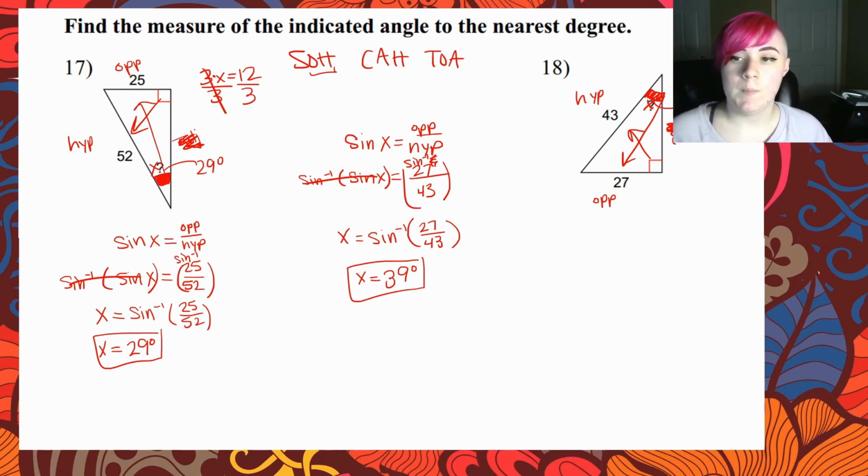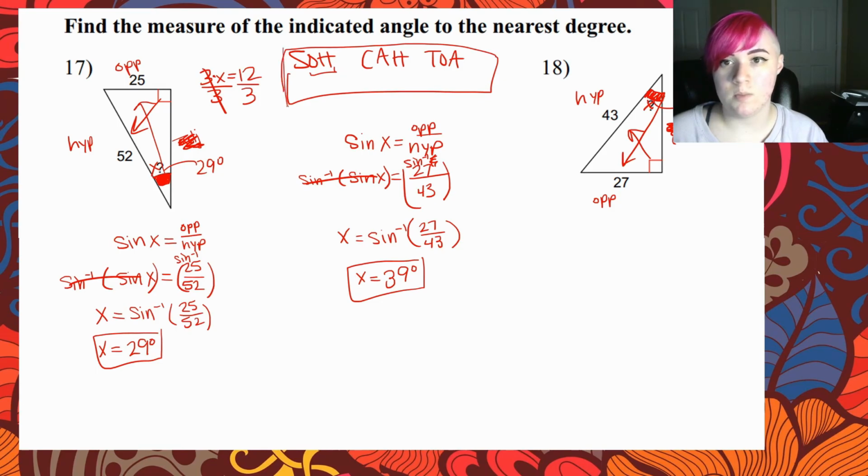So again, mark which angle you're looking at, label the sides, figure out which of these trig functions fits the sides that you've got labeled, or that are marked actually with numbers, and then try and solve for the x that you need, the missing side or angle.